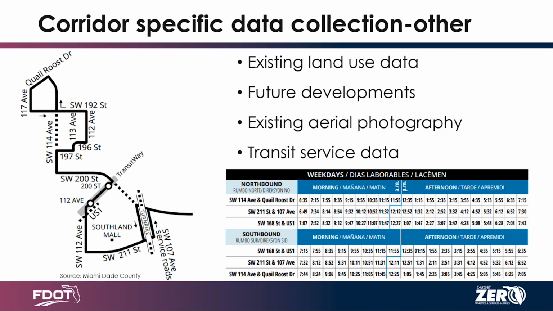And then any other specific data you want to look for: existing land use, future developments, photography. And if there is transit, that's really important, just to see when the stops are occurring in your intersection or corridor area. When you're on your field observations, you want to be there at a time when transit will be running and making those stops, pickups, and drops, and see how that is interacting with the rest of the road users.